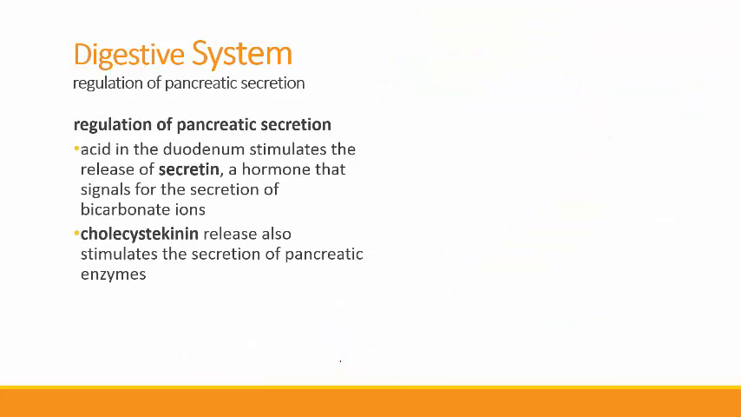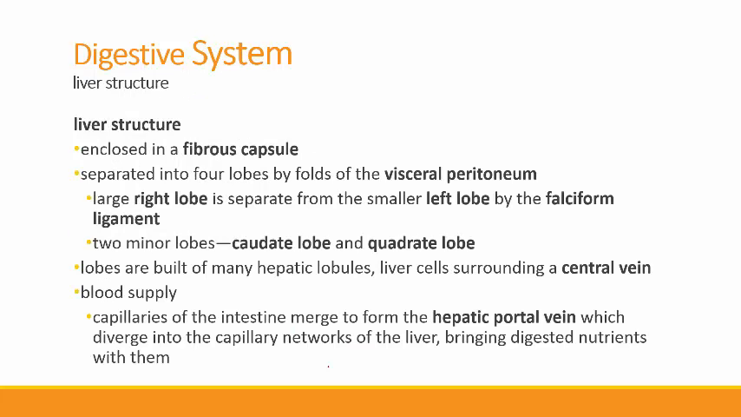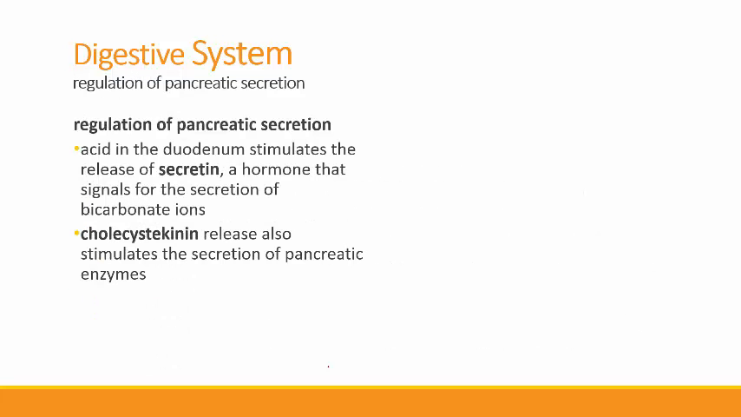So how is it that the pancreas knows that it's time to release its secretions? Well, when acids enter the duodenum, that results in the release of a hormone called secretin. Secretin signals back to the pancreas that we need to have bicarbonate ions released. So in response to secretin, bicarbonate ions are released from the pancreas.